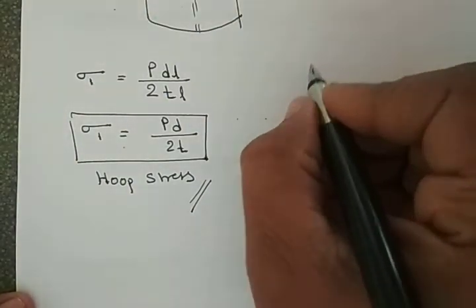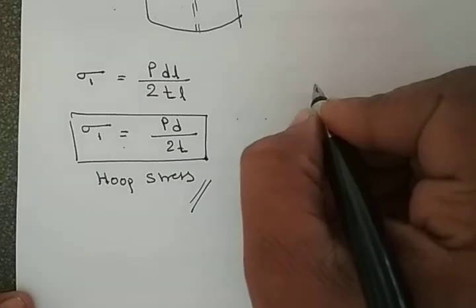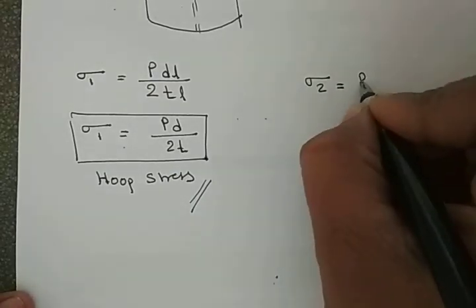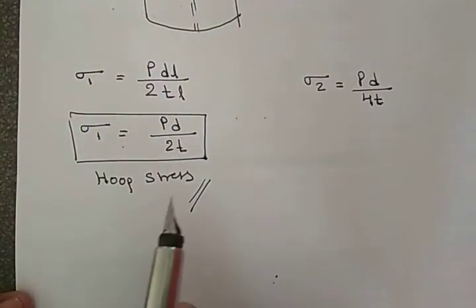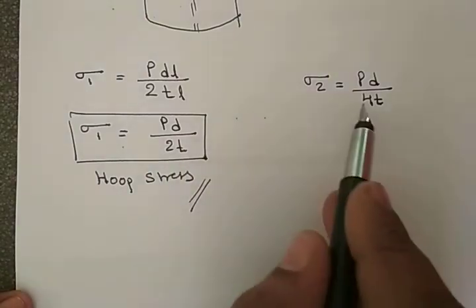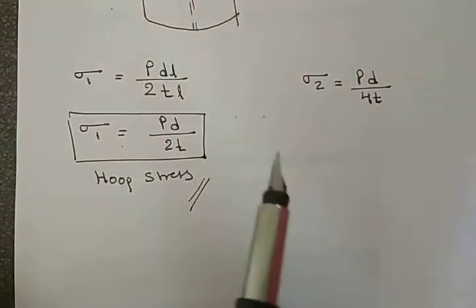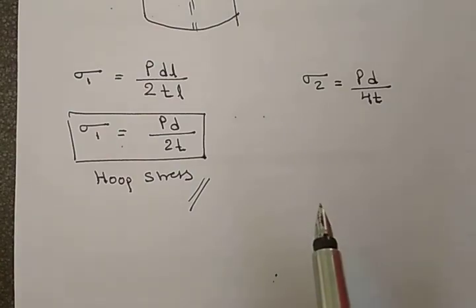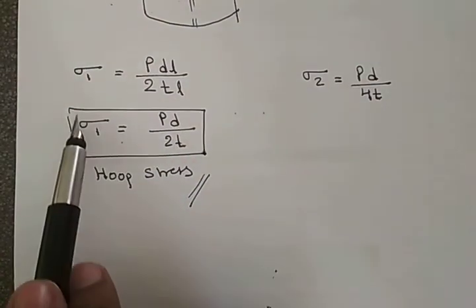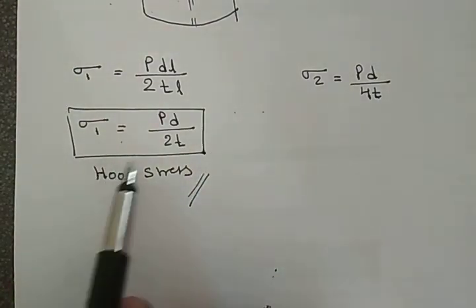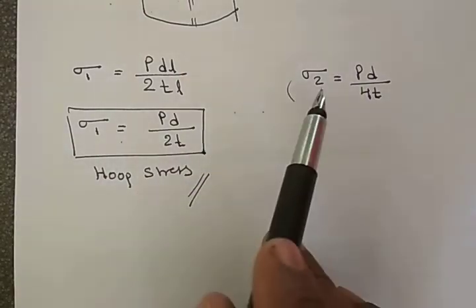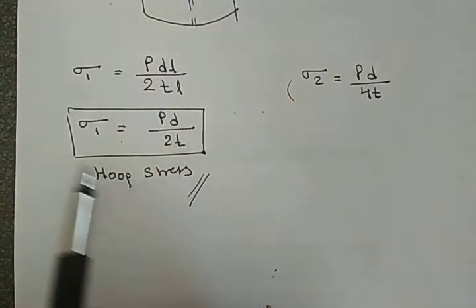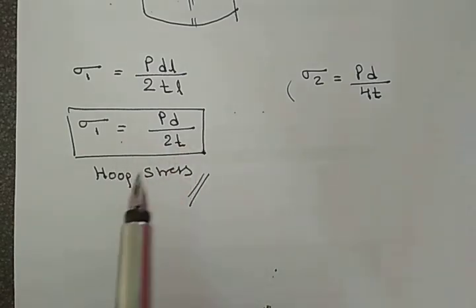Another formula: longitudinal stress, sigma 2, is PD by 4T. Now if you compare this formula and that formula, you will find the difference is a factor of 2. Here it is 2 and here it is 4. So in which will more stress get induced? Obviously in the hoop stress, more stress will get induced compared to the longitudinal stress. So we always use hoop stress to find the developed stresses in the cylinder.